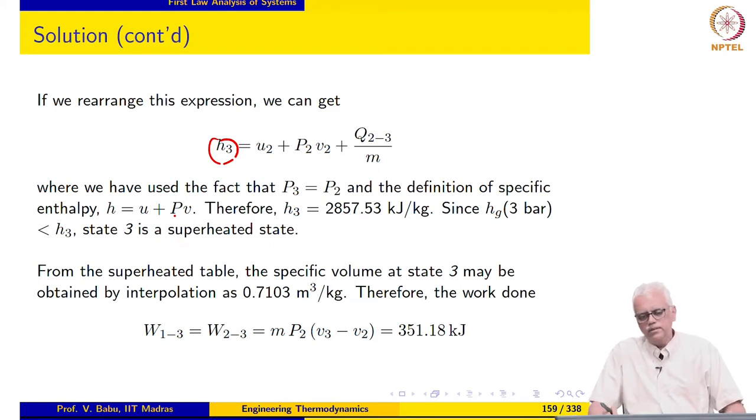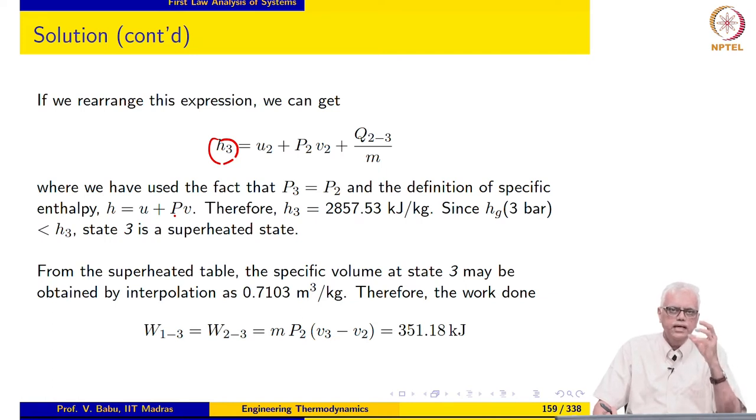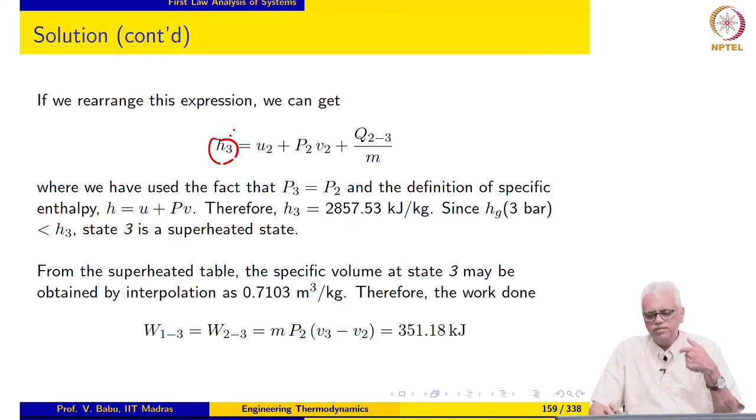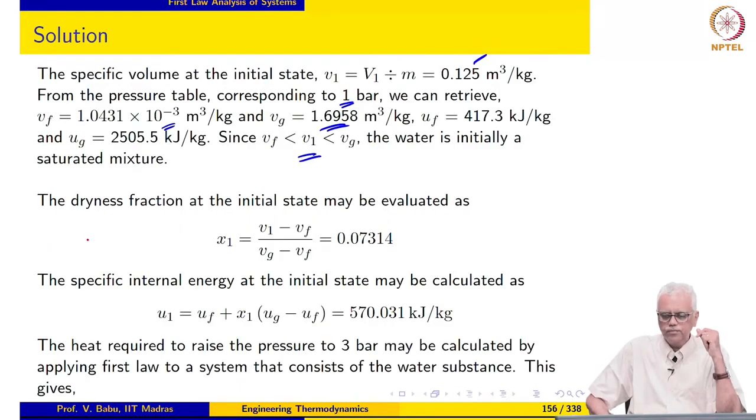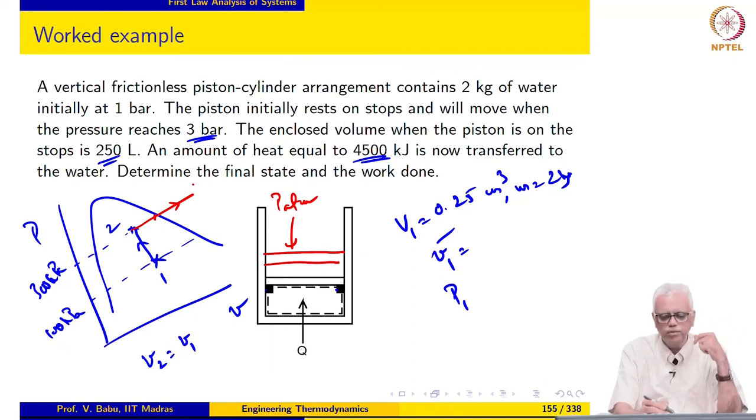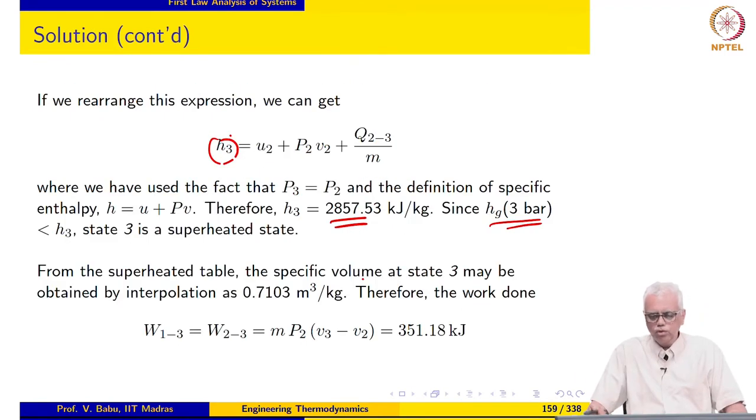So now, once again, we have two property values at state 3. One is the pressure, which is 300 kilopascal. The second one is a specific property, which is the specific enthalpy. If I plug in the values, I get the specific enthalpy to be 2857. So we go to the pressure table and we notice that Hg corresponding to 3 bar is less than H3, which means that state 3 has to be a superheated state.